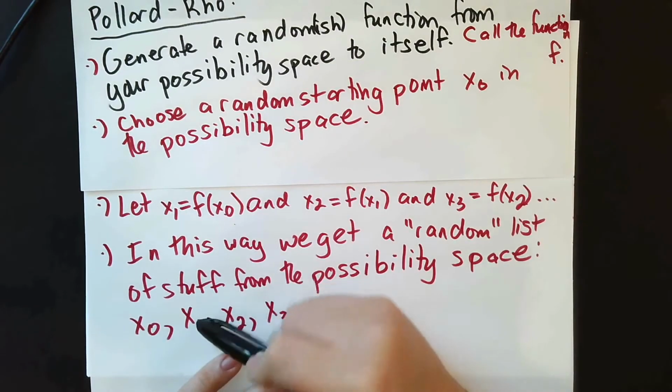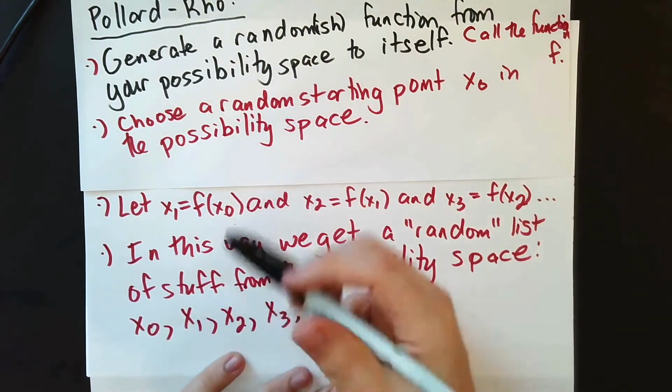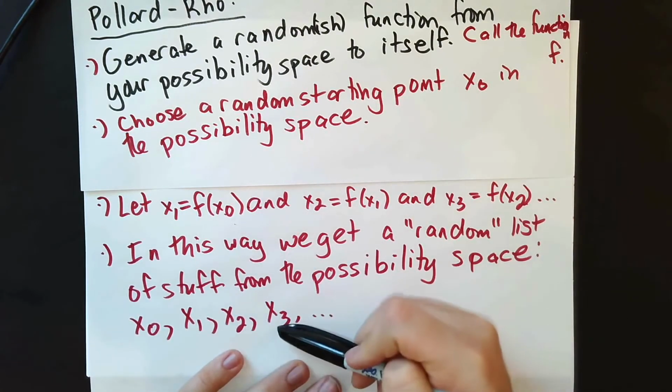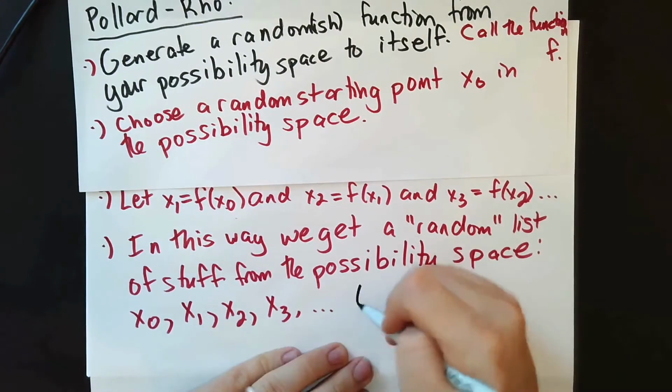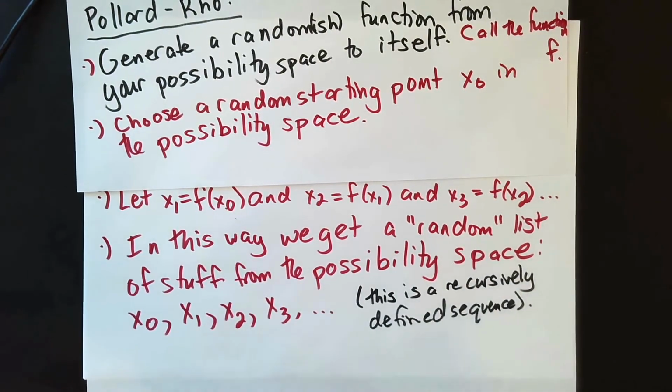Namely, x1, again, is just f of x0. And then, in order to get the next thing in the list, I just keep applying f again. So f of x1 is x2, f of x2 is x3, and so on. So this is really a recursively defined sequence. If you want to think about something like the Fibonacci numbers, where you get the next term by adding the two previous ones, this is very much like that.